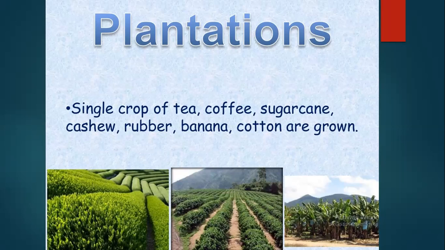Here there will be no different crops. Multiple cropping will not be done here because it's a single crop which is grown there, and mostly only this type of crops are grown in plantation: tea, coffee, sugarcane, cashew, rubber, banana, cotton and all. We don't have plantations for wheat and rice. So a single crop of tea, coffee, sugarcane, cashew, rubber, banana, or cotton is grown in plantation agriculture.